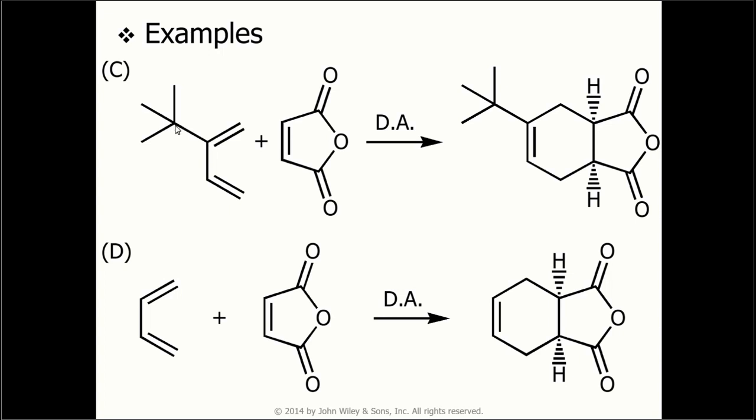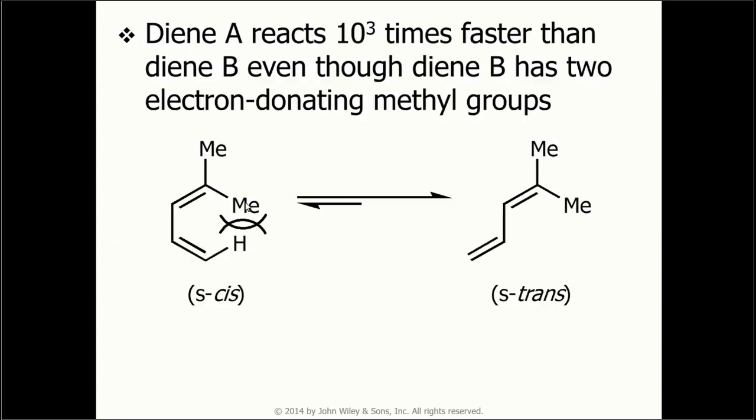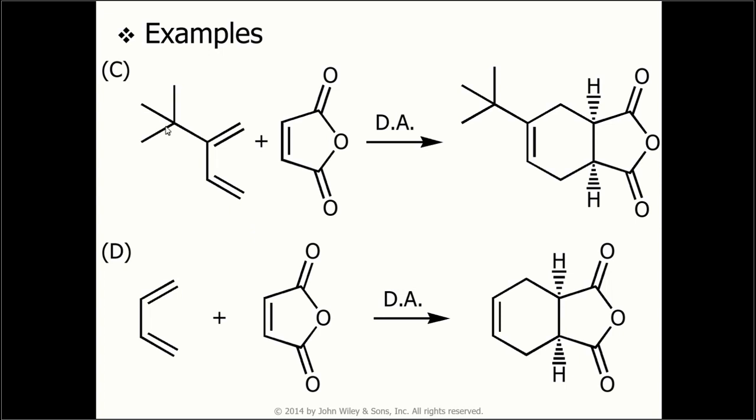If you think about this tert butyl group swinging around, this very large tert butyl group would have to interact with this CH2 group, which would be sterically demanding. So if a methyl group and a hydrogen have difficulty being close to each other, certainly a tert butyl group and a hydrogen are going to have a hard time being close to each other.